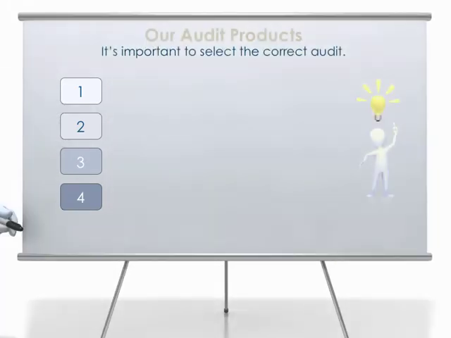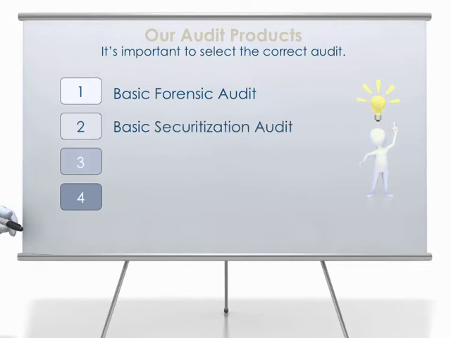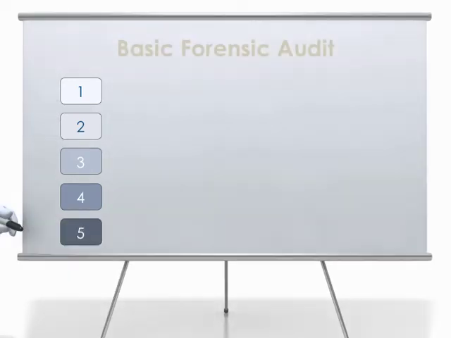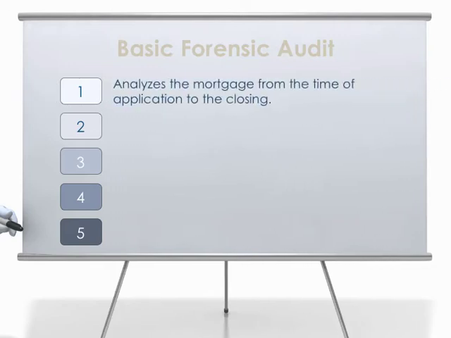Okay, now let's talk about which is the correct audit for your client. And we're going to cover 4 different audits: the basic forensic audit, the basic securitization audit, the expanded audit with affidavit, and a level 3 audit. Let's start off with the basic forensic audit. Now, it's basic, and there's a certain reason why people get this. And it analyzes the mortgage, everything from the time of the application, that day one, to the closing.